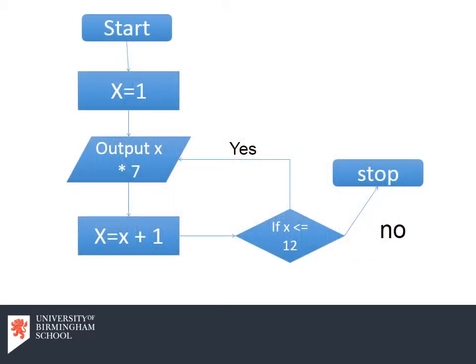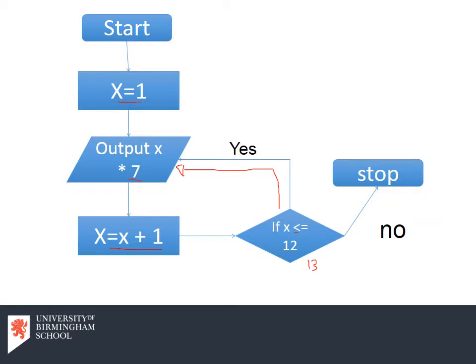Let's have a look at how loops might look in a flowchart. So we start off with a variable, x equals 1. I then display x times 7, which is going to be 7, obviously. I then add 1 to x. If x is less than or equal to 12, which it is, it's going to come back to this line of code here. So it's going to output x times 7, which is going to be 2 times 7, so 14. It adds 1 to x, and it's going to keep going until x is 13.